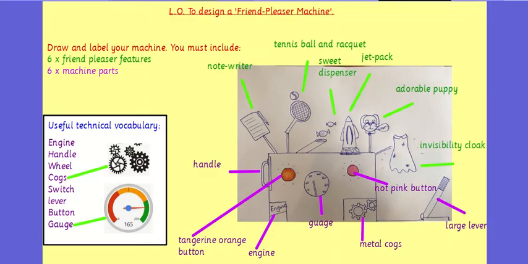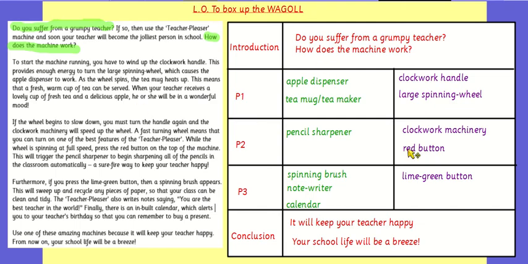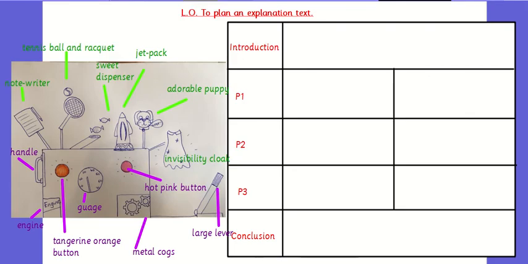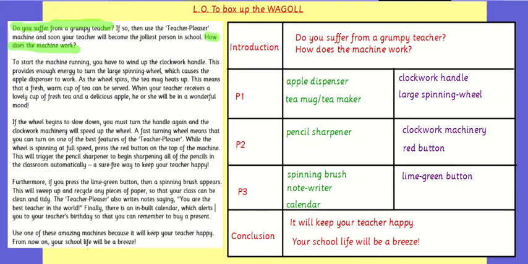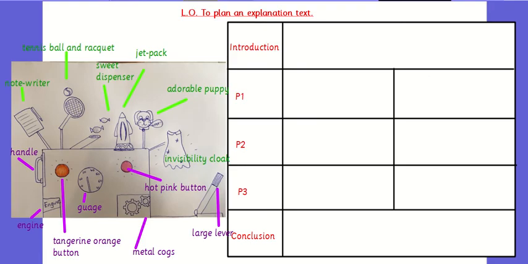Now, just like we boxed up the waggle in a previous lesson, this lesson we are going to use the same structure to plan our own. So, in the introduction box, we need 2 rhetorical questions. In this one we have, do you suffer from a grumpy teacher? And how does the machine work? So, I am going to have as my rhetorical questions here.